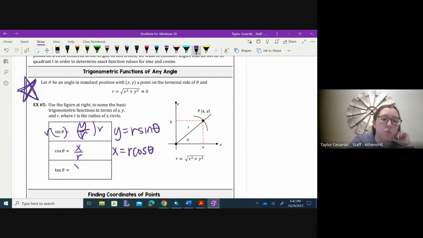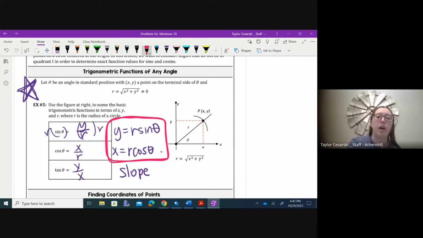And tangent is y over x, and we don't really have a fancy way of saying that. That's just the slope of the line, okay? Again, this will come back up with polar and vectors, so make sure you understand these two things will just have to be kind of off the top of your head. y equals r sine theta, x is r cosine theta.